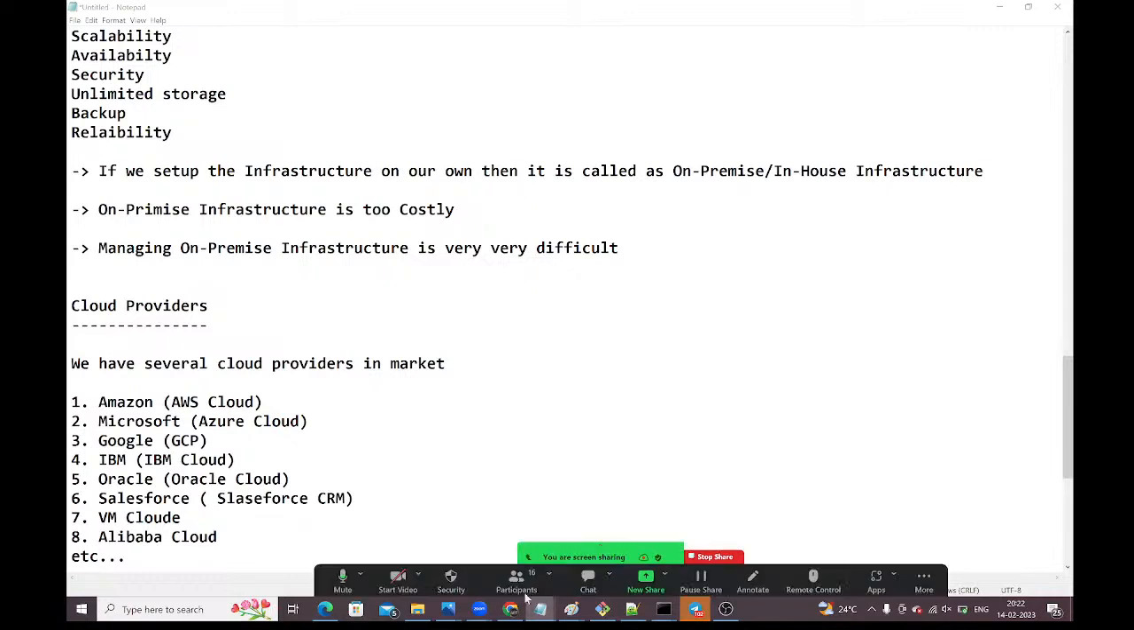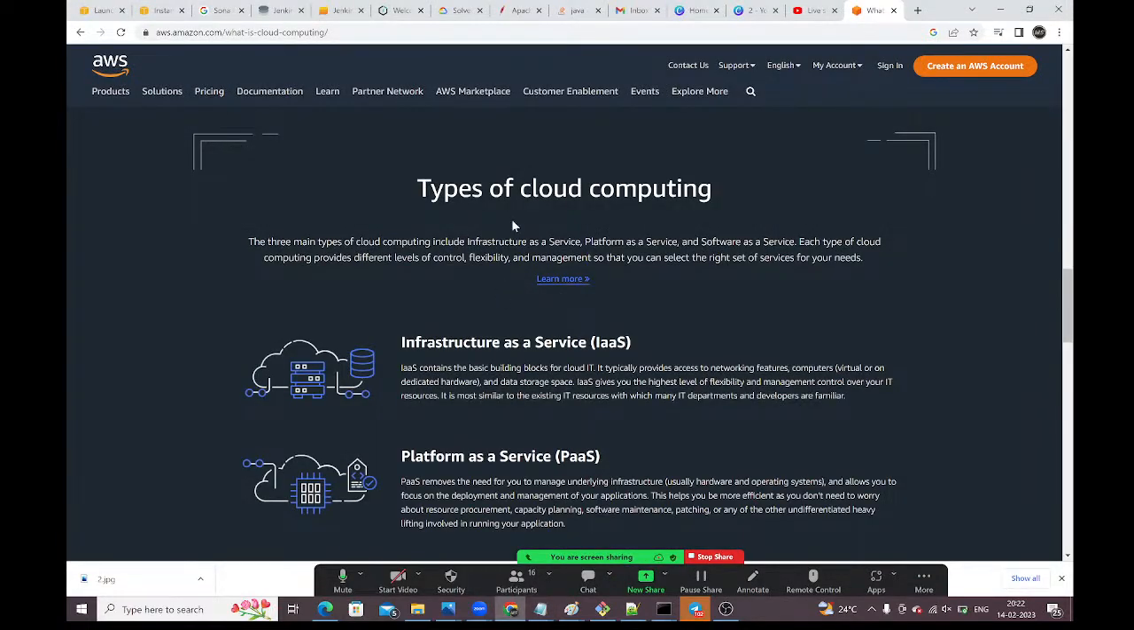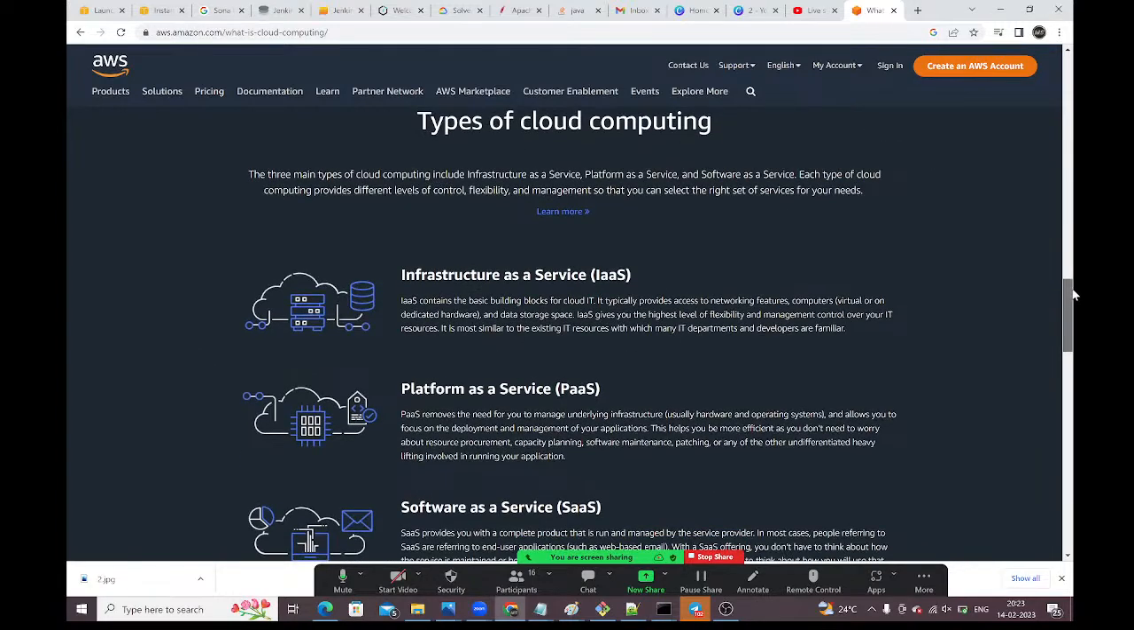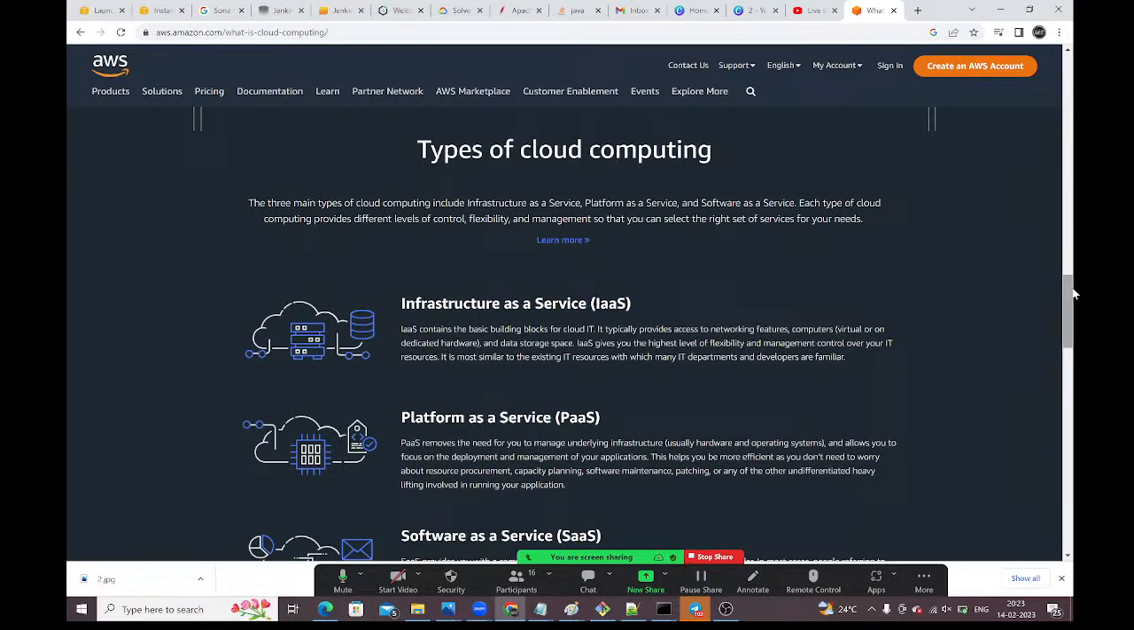Okay, next, guys. Types of cloud computing. Cloud providers are providing the services in 3 ways. What 3 ways are there, guys? One is infrastructure as a service. Second one is platform as a service. Third one is software as a service. Cloud providers are providing the services in these 3 ways.